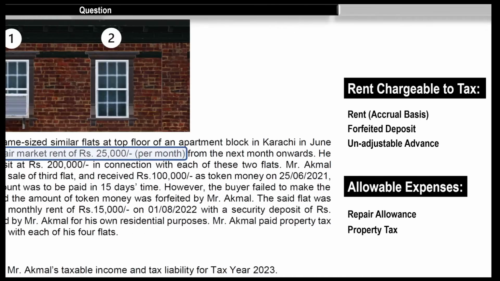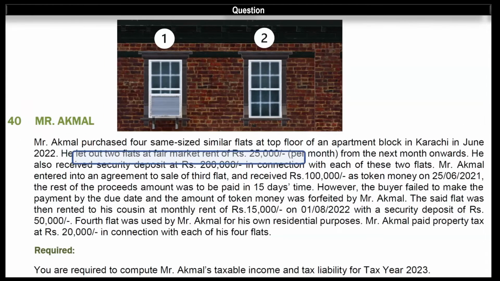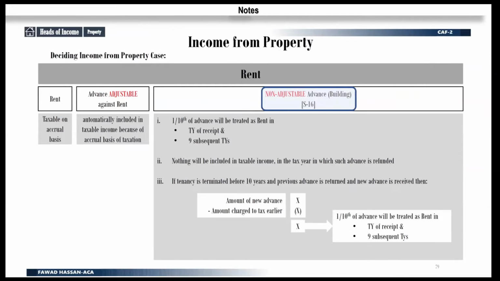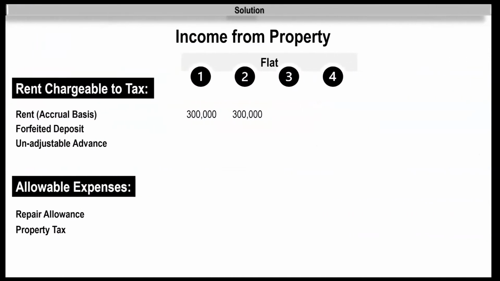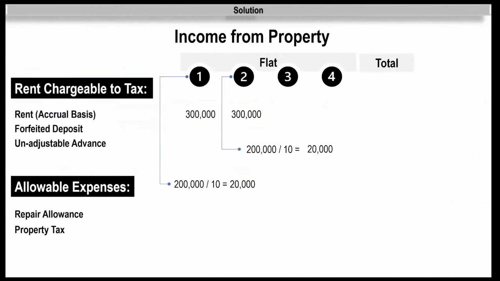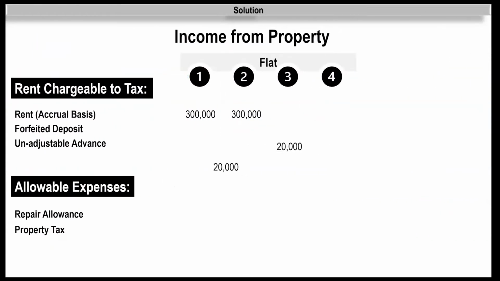Next information is about security deposit of Rs 200,000 for each of these 2 flats. This is also called unadjustable advance. Recall notes slide. 1/10 of advance will be treated as rent in current year. Move back to your solution. Divide 200,000 by 10. Rs 20,000 will be included in rent chargeable to tax.